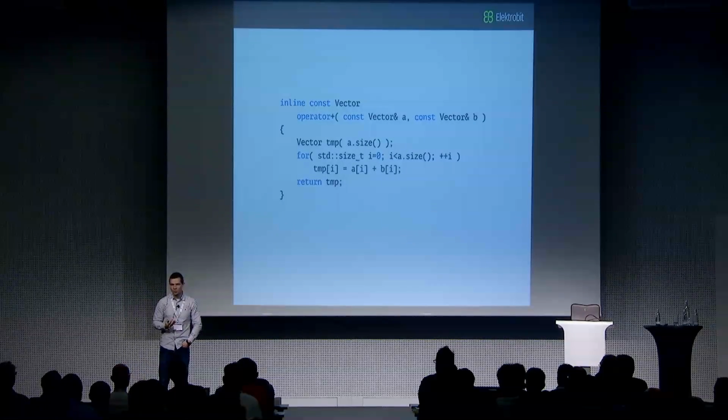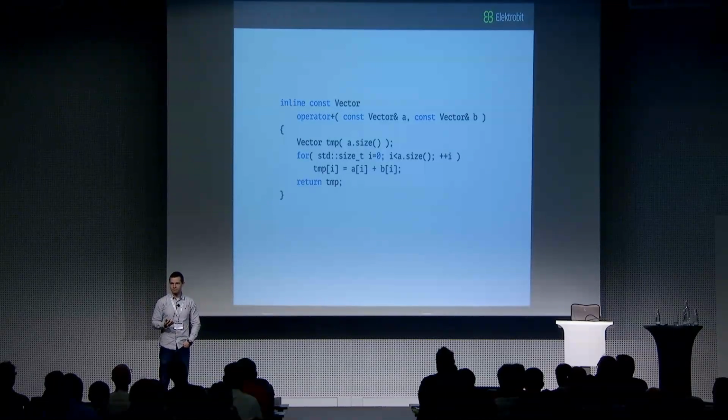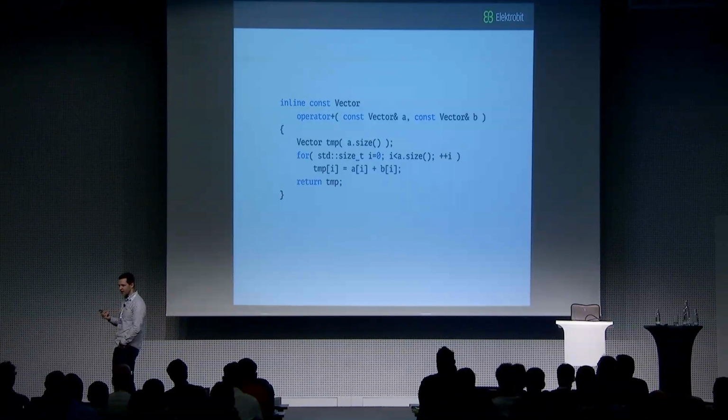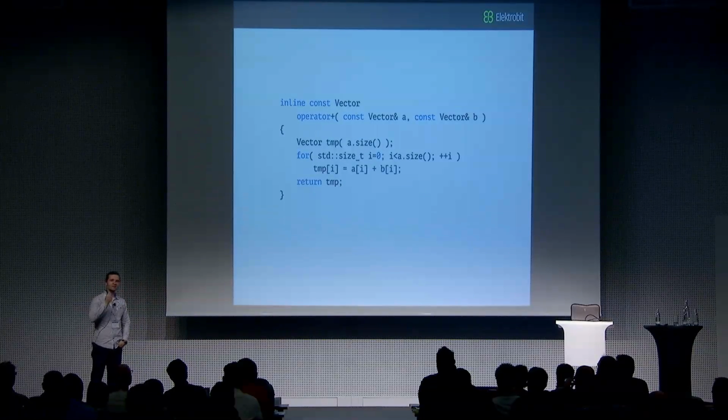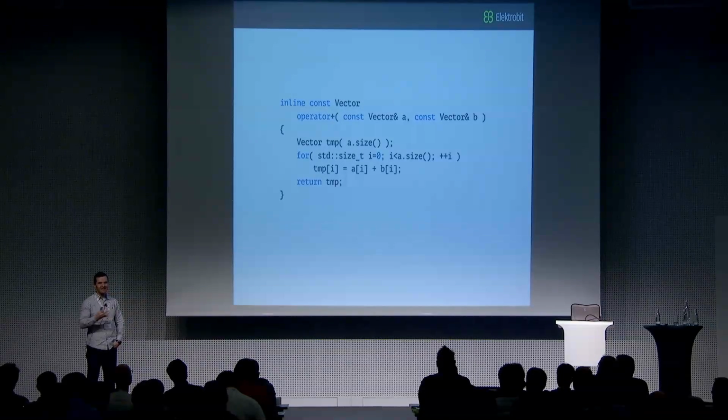And that is, of course, a problem. We have to allocate memory. We have to do a copy operation, which might be pretty expensive depending on the size of this vector. And of course, there's also deallocation involved. So at least three operations that we can completely get rid of.